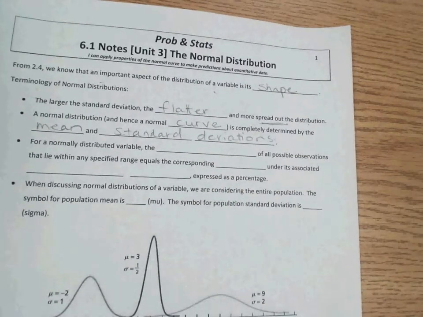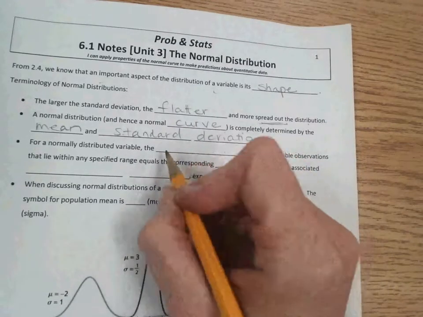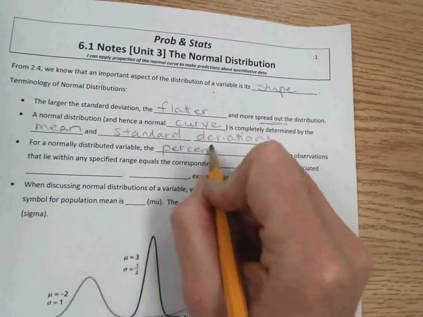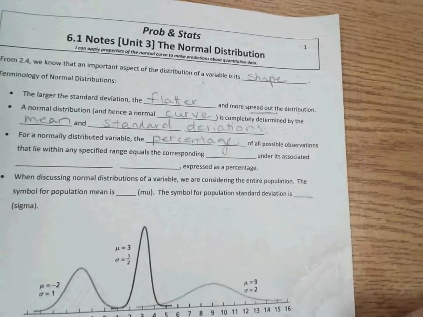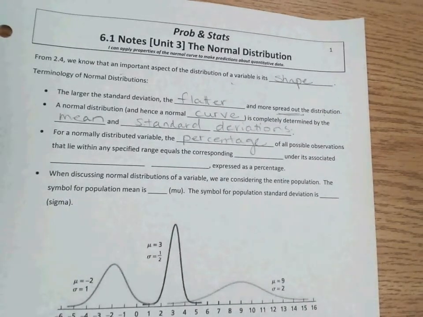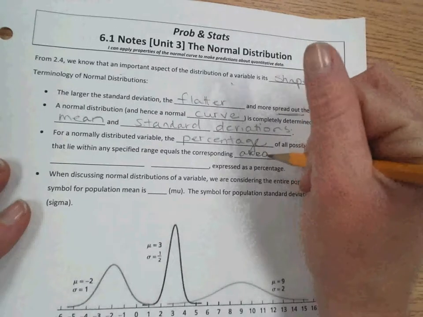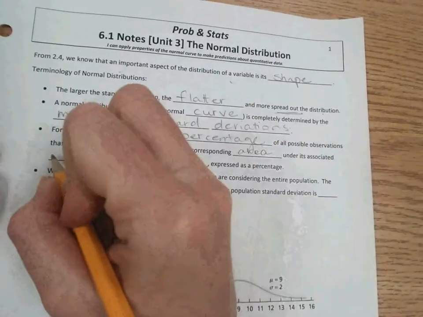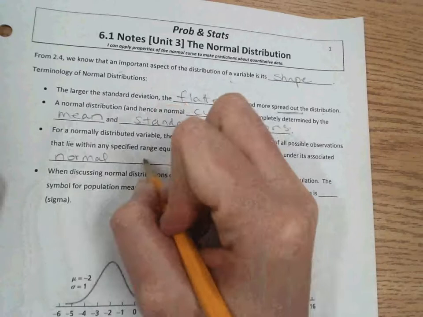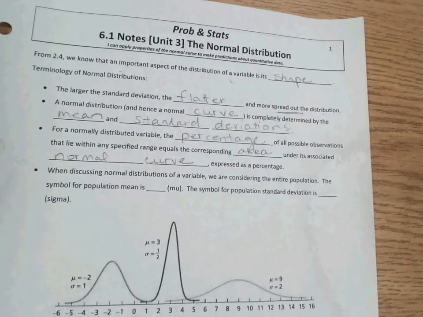So for a normally distributed variable, the percentage of all possible observations that lie within any specified range equals the corresponding area under its associated normal curve, expressed as a percentage. When discussing normal distributions of a variable, we are considering the entire population.